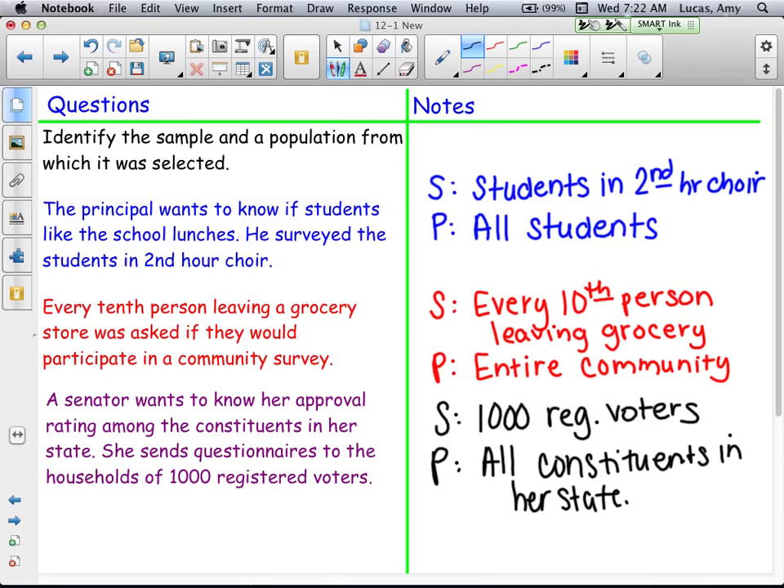So basically for the sample, you need to ask yourself, who was it that participated in this survey? That would be the sample. And then you've got to ask yourself the bigger question, what would the entire group be that they were really looking for information on? That's your population.